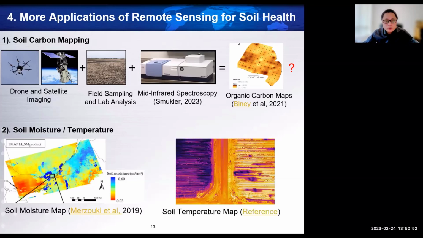A similar idea is using a thermal sensor mounted on a drone to generate a soil temperature map. Here we can clearly see the temperature difference between different farms and also within one field. So there are also different soil temperatures, and there must be some reasons. Maybe more soil moisture, maybe more vegetation. There should be some reasons for the higher or lower temperature. After figuring out these influencing factors, we can better manage the soils.